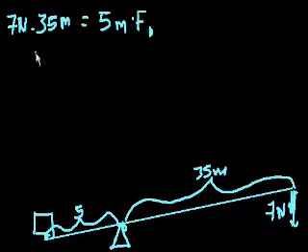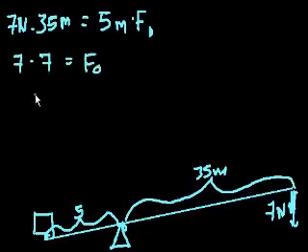So we can figure out the force out by just dividing both sides by 5. So let's see, 35 divided by 5 is 7, so you get 7 times 7 equals the force out, or 49 newtons. And you can see that because the length of this side of the lever is 7 times the length of this side of the lever. So when you input a force of 7, you output a force of 7 times that.